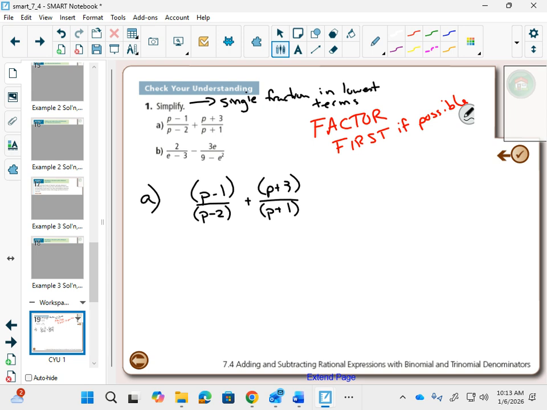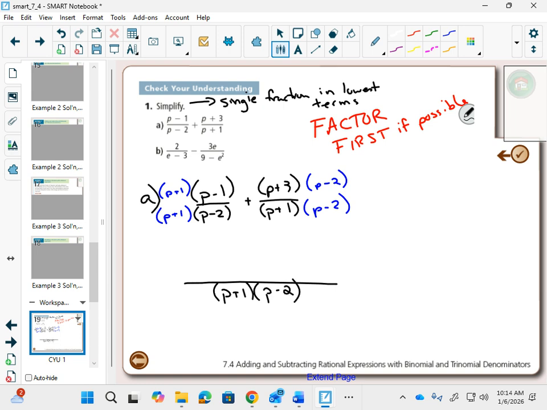So what are our rules for adding fractions? We need a common denominator. Are our denominators the same? No. The first denominator has a p minus 2. The second denominator has a p plus 1. The first denominator is missing the p plus 1, so we multiply top and bottom by p plus 1. The second one is missing the p minus 2, so we multiply top and bottom by p minus 2. That will get us a common denominator of p plus 1 and p minus 2.